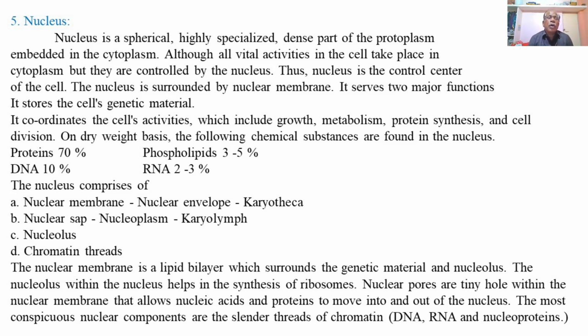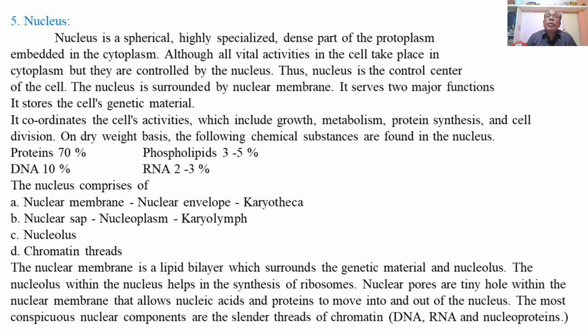The nucleus comprises the nuclear membrane or nuclear envelope, also called karyotheca. It is the outermost covering, a double membrane consisting of nuclear pore complexes, or perforations, to transport materials from nucleoplasm to cytoplasm and from cytoplasm to nucleoplasm. The second component of the nucleus is the nuclear sap, called nucleoplasm or karyolymph. And the third important structure present in the nucleus is called the nucleolus.